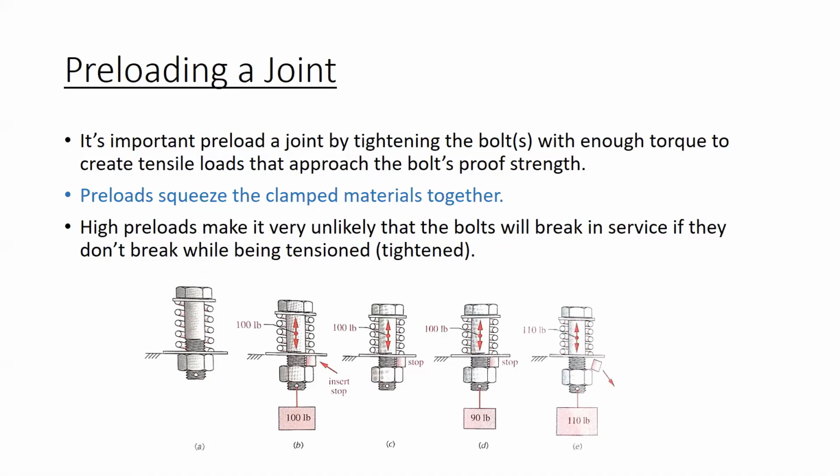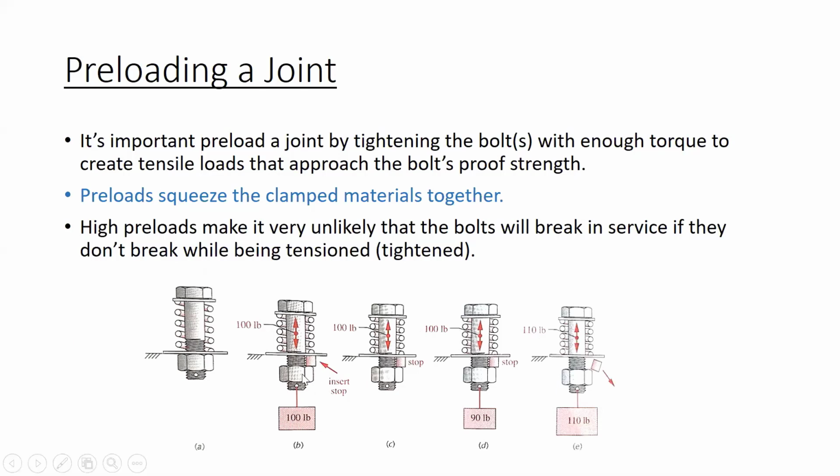I think it's interesting, and I'm going to try to explain with this figure down here. Figure A shows a bolt clamping a spring, which is analogous to clamped material, like steel plates. Whatever material is clamped will have a spring constant and will compress when the bolt is tightened. The bolt, also being elastic, will stretch out when tightened.